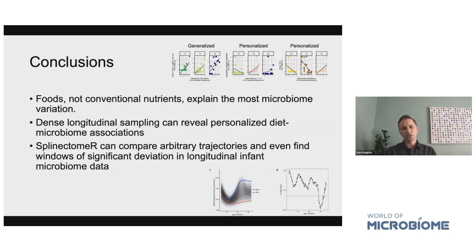And just to conclude, I discussed how we found in our diet microbiome study that foods, rather than conventional nutrients, explain most of the microbiome variation. We saw that dense longitudinal sampling can show that there are these personalized diet microbiome associations that would be masked if you just run a cross-sectional study. And then finally, I presented SplinectomeR, which is a nice tool for comparing arbitrary trajectories of microbes over time, and even finding windows of significant deviation between groups in your study.